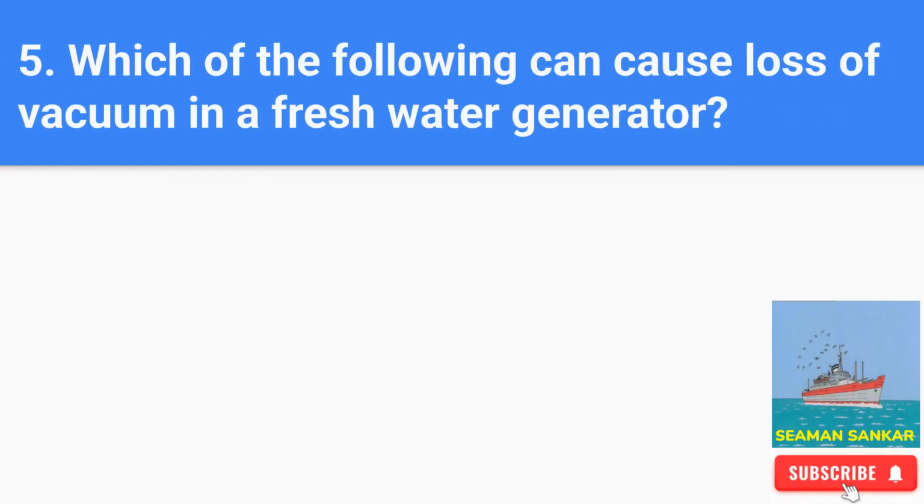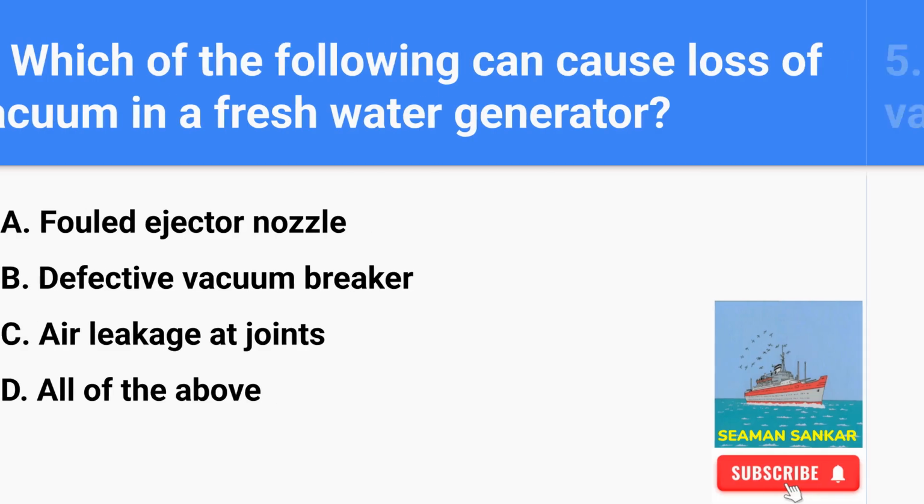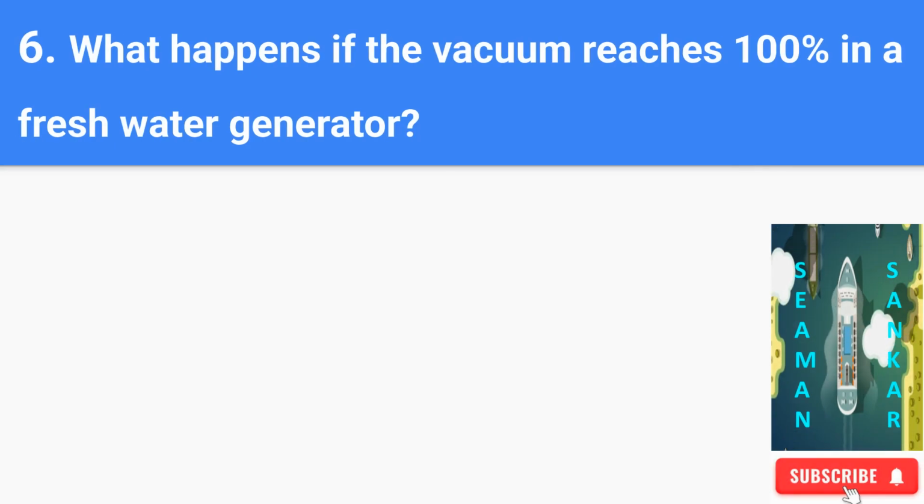Question 5. Which of the following can cause loss of vacuum in a freshwater generator? A. Fouled ejector nozzle. B. Defective vacuum breaker. C. Air leakage at joints. Or D. All of the above. The answer is D. All of the above. Any of these issues, a fouled ejector, defective breaker, or air leakage, will lead to a loss of the necessary vacuum for efficient operation.